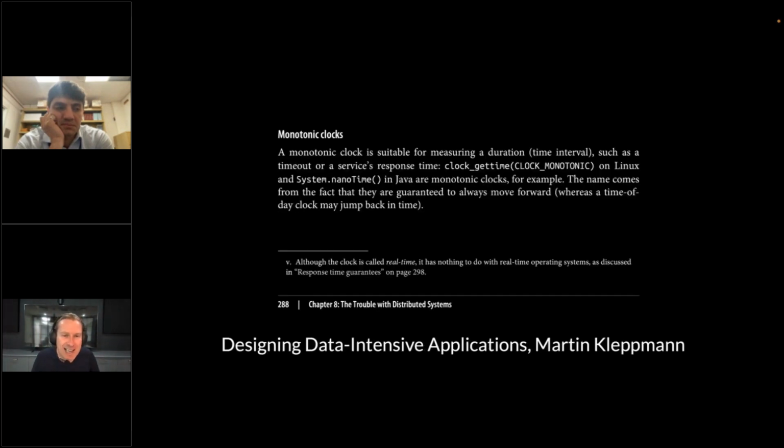And then this is a classic distributed systems book, Martin Kleppmann. He's written a lot about time, some fantastic blog posts. Also, just how badly things can go wrong with time because of GC pauses. So in this book, Designing Data-Intensive Applications, Chapter 8, a monotonic clock is suitable for measuring a duration, a stopwatch, such as a timeout or a service's response time. Clock get time, clock monotonic on Linux are monotonic clocks. So this is sort of what we learned, and this is what I expected too.